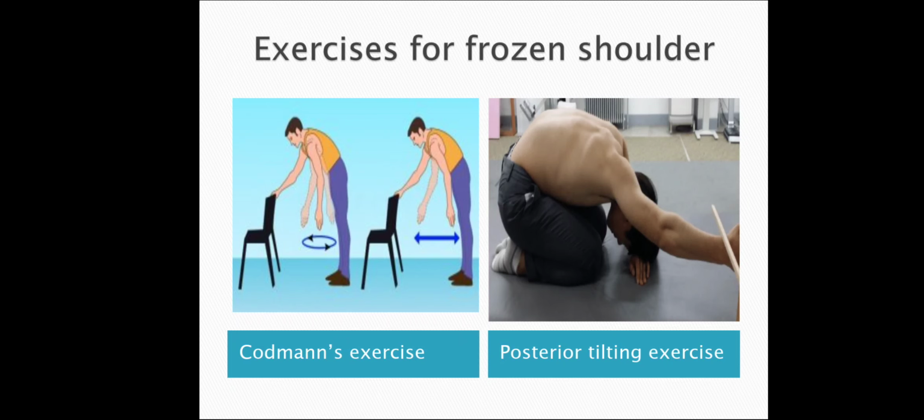Posterior tilting exercises. As already said, among the malpositions of the scapula in frozen shoulder, one of the most important is anterior tipping. Reducing this anterior tipping is a must to get the scapulohumeral rhythm back to normal. So these posterior tilting exercises are very important.